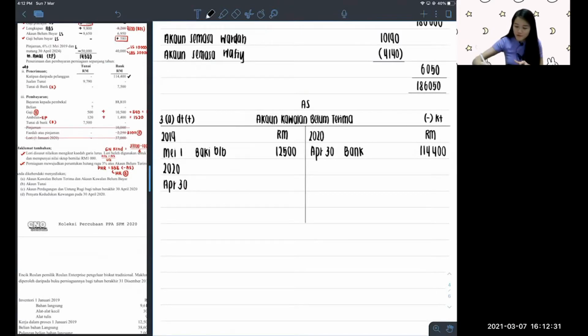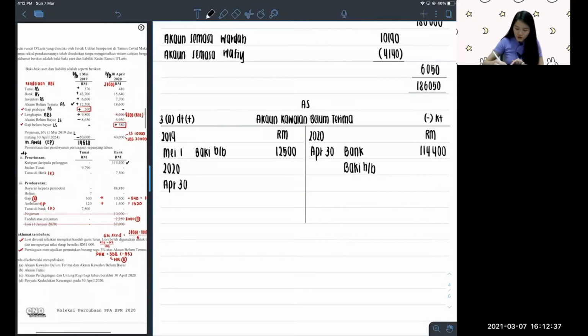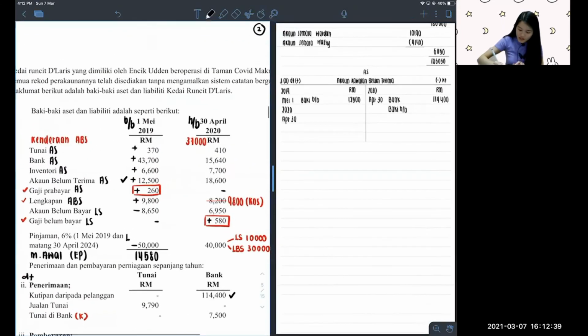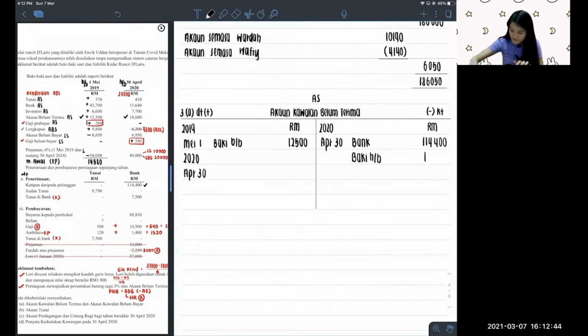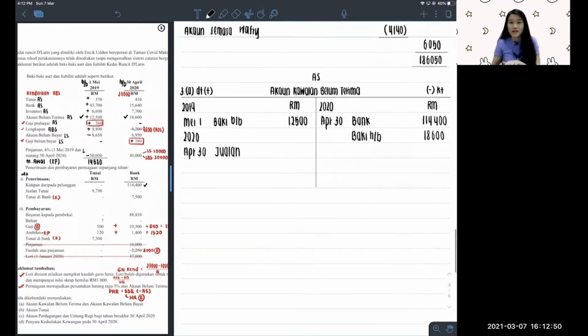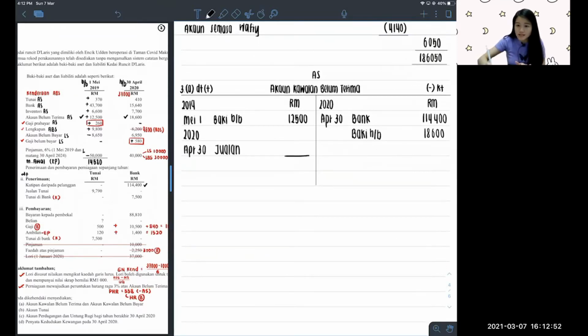Then what is the last step before you can find your jalan credit is to put in Baki HB. So Baki HB, go back to Baki area of course. So it's 18,600. How to find jalan credit? Yeah, we save a space first. Jalan is always on the positive side because credit, hutang. Okay, so no contra inside, yeah, dear.